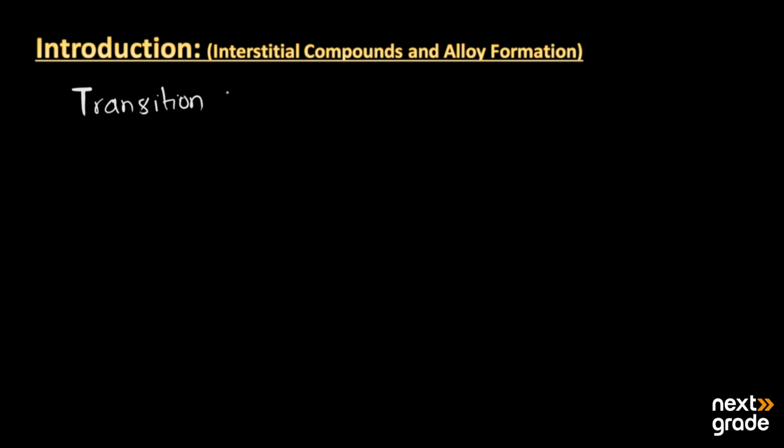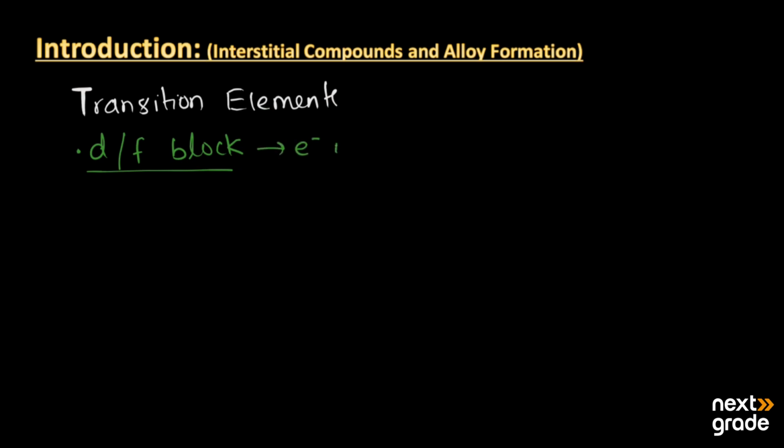As we have already known, transition elements are the elements which belong to the d as well as f blocks in the periodic table. Why are they called d and f block elements? The reason is that they have their valence shell electrons in the f and d subshells. So that's why they are called f and d block elements.